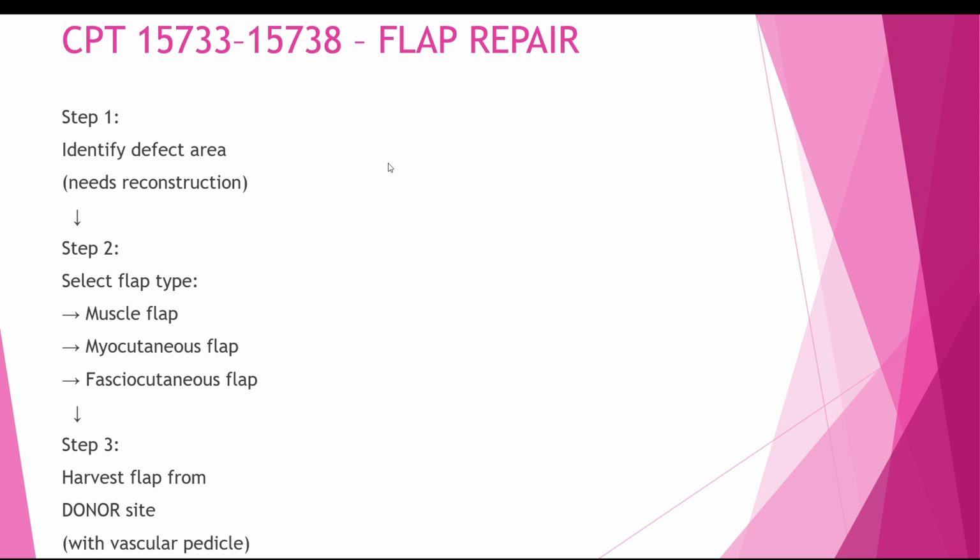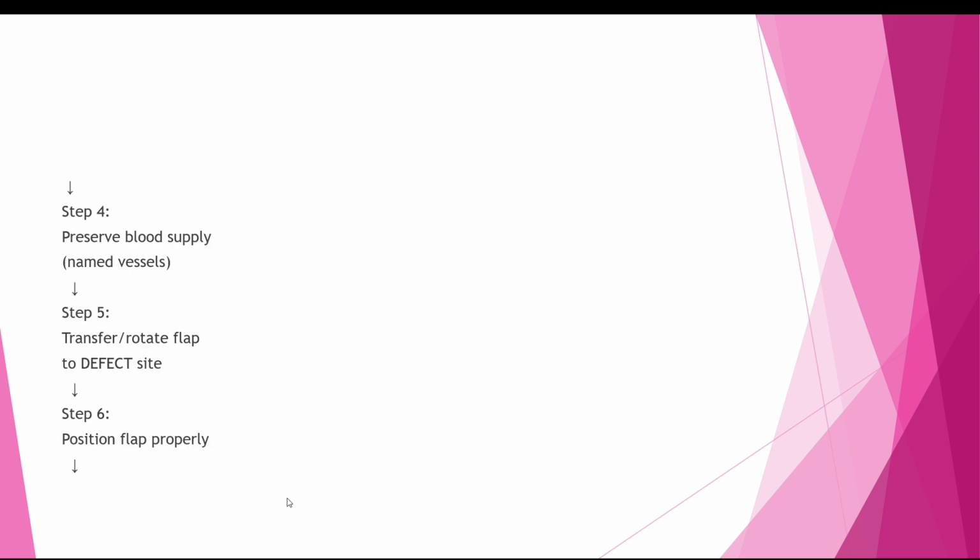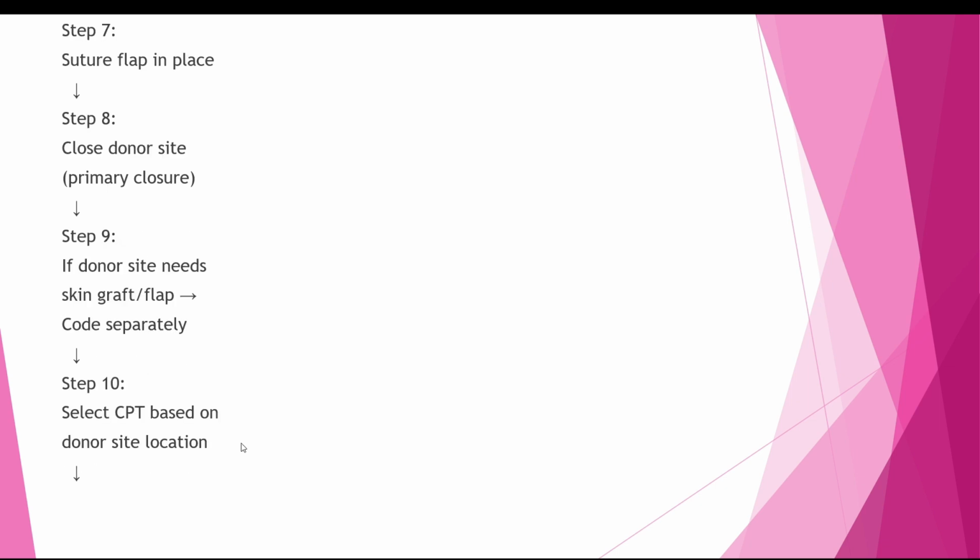Then we have the flap repair. Wherever the defect area is, they will identify what needs reconstruction. We have types of flaps: muscle flap, myocutaneous, and fasciocutaneous. They will harvest the flap from the donor site with the vascular pedicle, preserve the blood supply and transfer it to the defect site. They position the flap properly, suture the flap in place, and then close the donor site. A donor site which needs a skin graft or a flap can be coded separately.